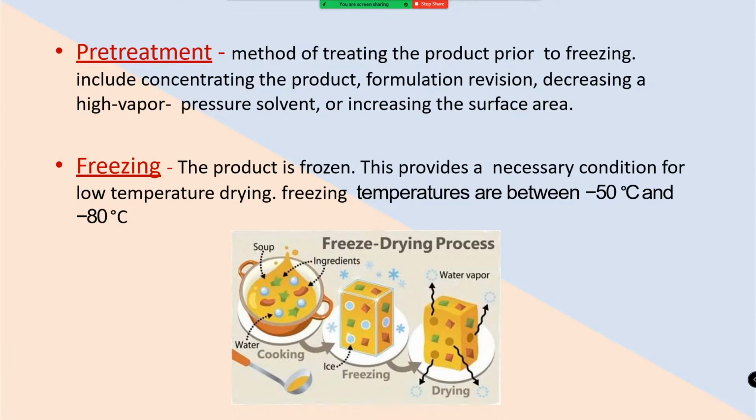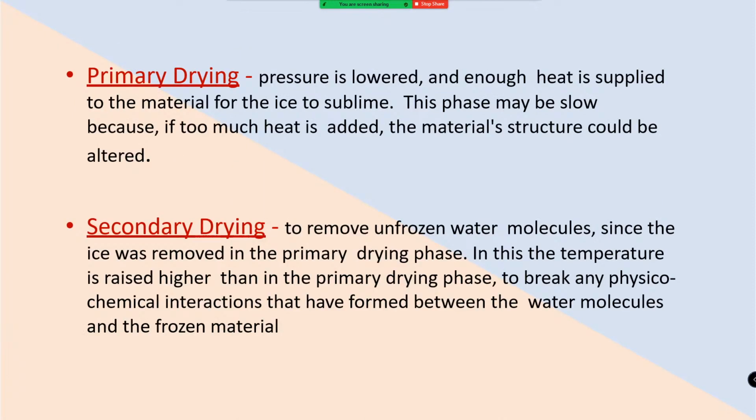Primary drying. Pressure is lowered and enough heat is supplied to the material for the ice to sublime. This phase may be slow because if too much heat is added, the material's structure could be altered. Secondary drying removes unfrozen water molecules, since the ice was removed in the primary drying phase. In this, the temperature is raised higher than in the primary drying phase to break any physiochemical interactions that have formed between the water molecules and the frozen materials.